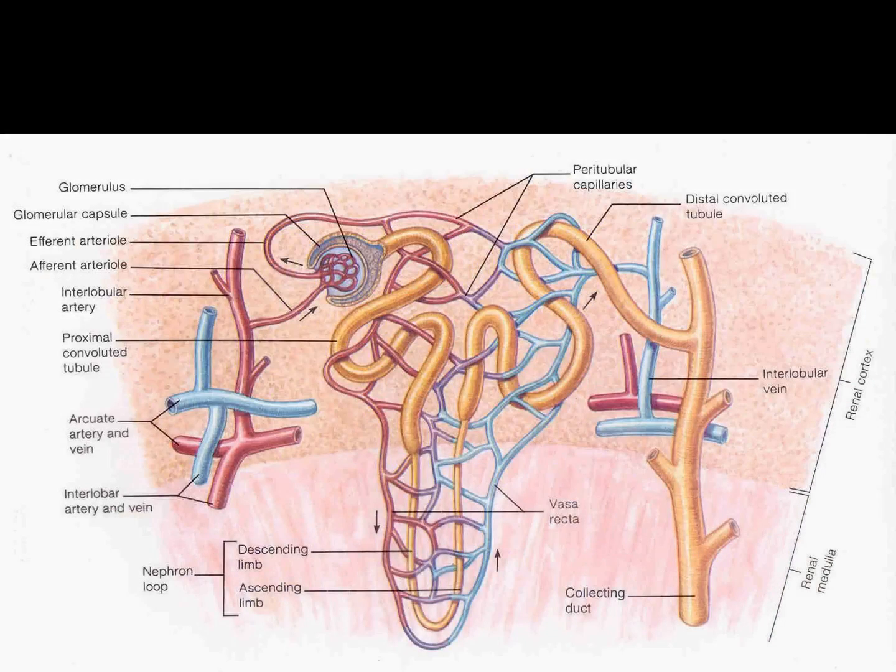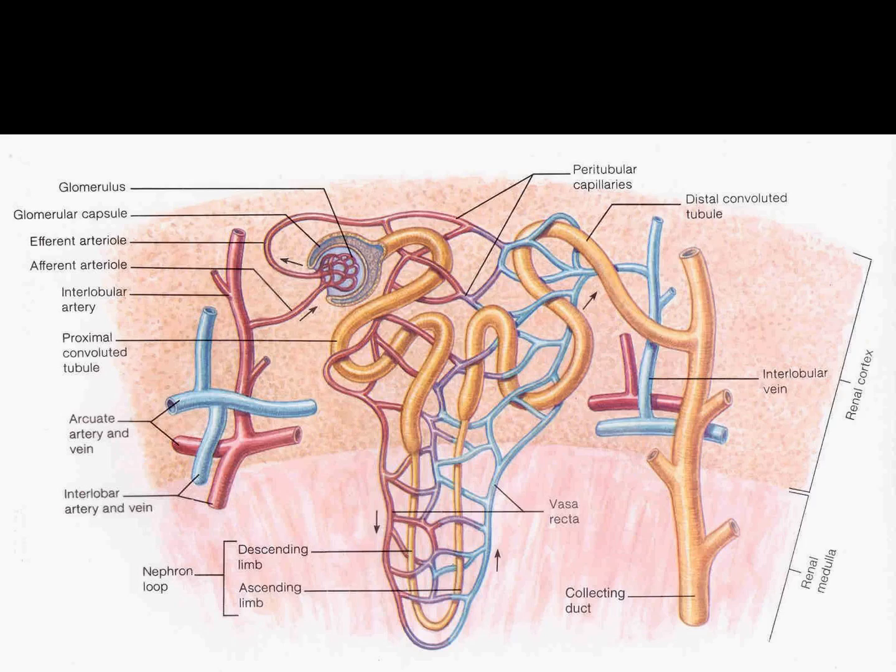The way that blood circulates around a nephron is important. And if you look at this, all of the yellowish or gold color tube that you see in this slide is the nephron itself. And then you can see the blood vessels around it.